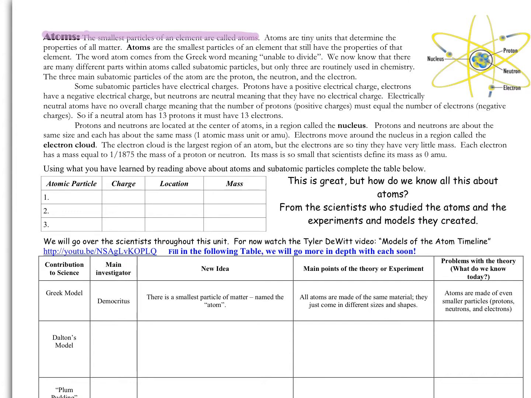Atoms are tiny units that determine the properties of all matter. So they are the smallest particle of an element that still have the properties of that element. Because I can break an atom down further, but a proton doesn't act like gold. A certain number of protons in combination with a certain number of neutrons and electrons will act like gold. But a proton on its own does not act like gold. The word atom comes from a Greek word, atomos, which means unable to divide.